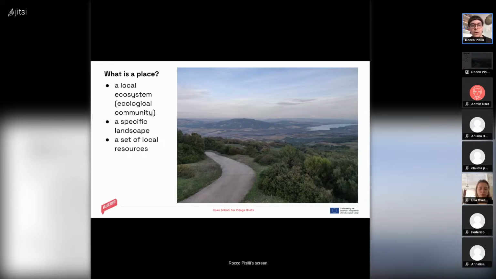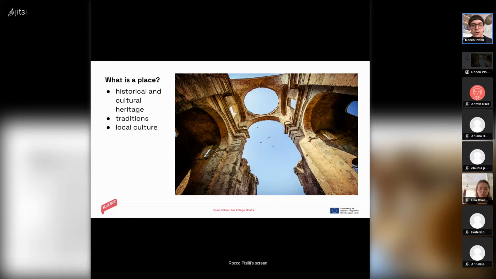And a place is also a local ecosystem, so it is an ecological community. And it means that a place is more than just an administrative division, but is also made of the landscape, the set of resources, and also the historical and cultural heritage.